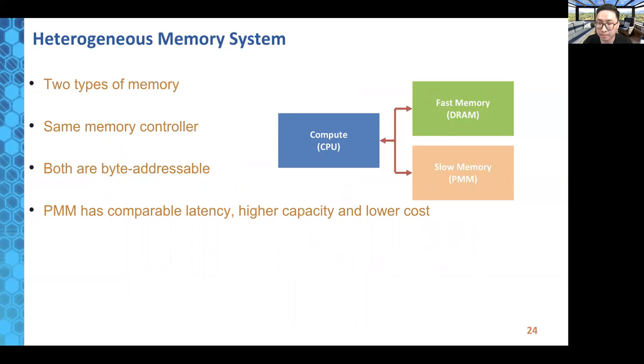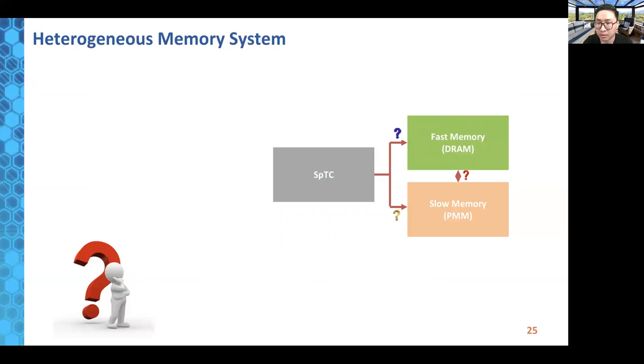We call it PM. DRAM and PM share the same memory controller and are byte addressable. Due to the features of comparable latency, higher capacity, and lower cost compared to DRAM, PM has been widely used in academia and industry. However, the big challenge is how to efficiently run sparse tensor contraction on heterogeneous memory systems.